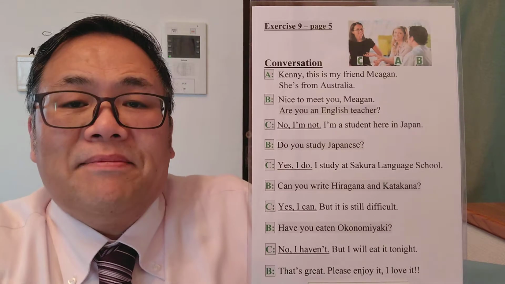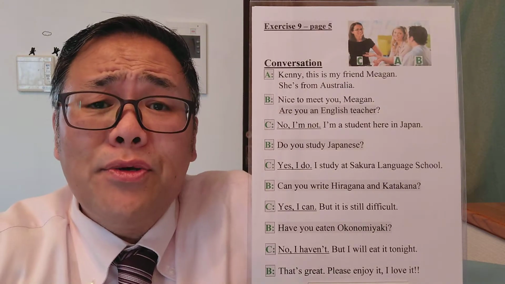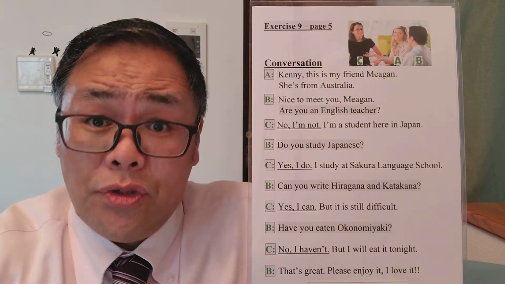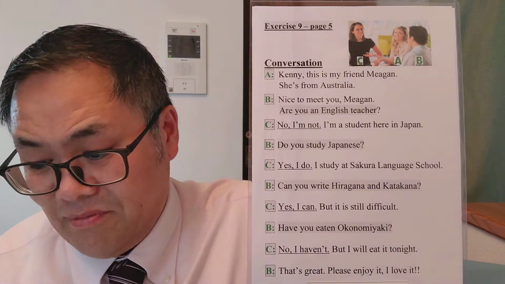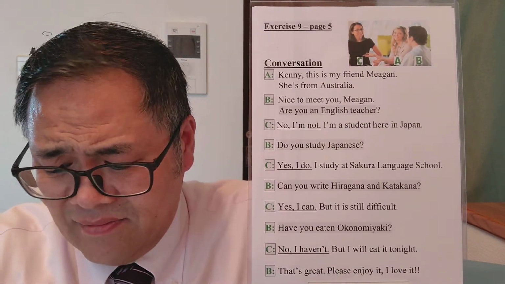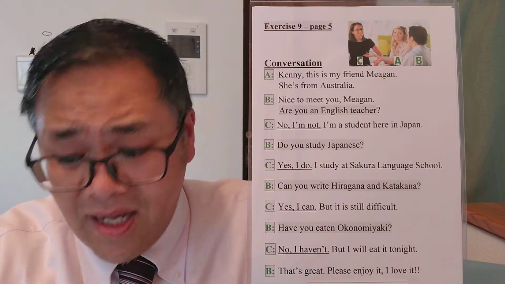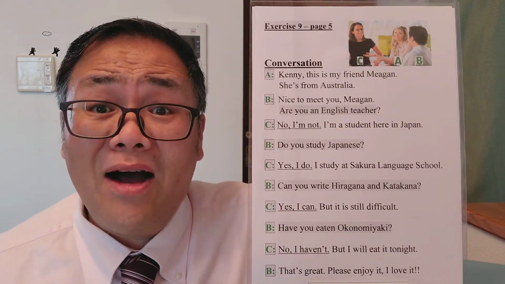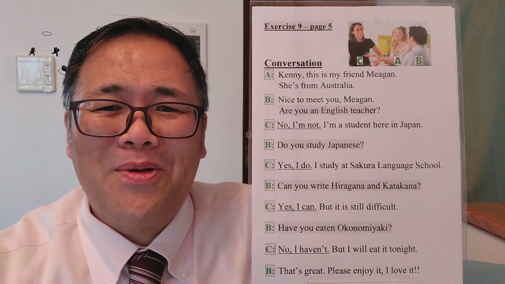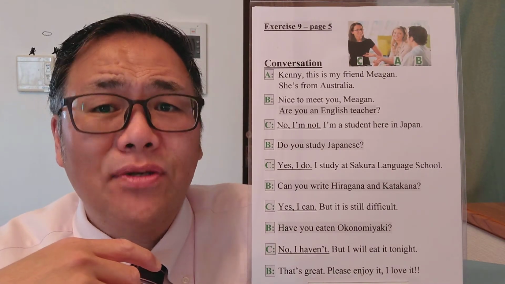Kenny, this is my friend Megan. She's from Australia. Nice to meet you, Megan. Are you an English teacher? No, I'm not. I'm a student here in Japan. Do you study Japanese? Yes, I do. I study at Sakura Language School. Can you write hiragana and katakana? Yes, I can, but it is still difficult. Have you eaten okonomiyaki? No, I haven't, but I'll eat it tonight. That's great. Please enjoy it. I love it.